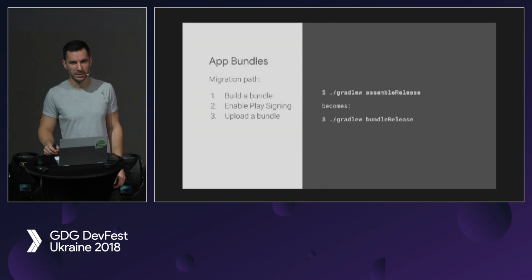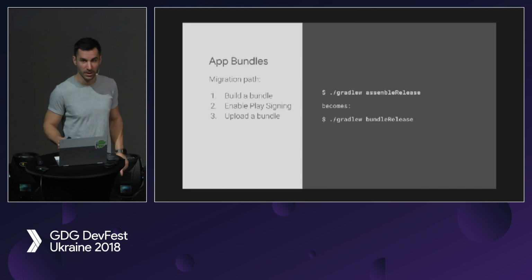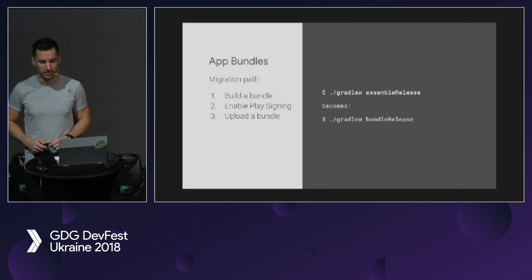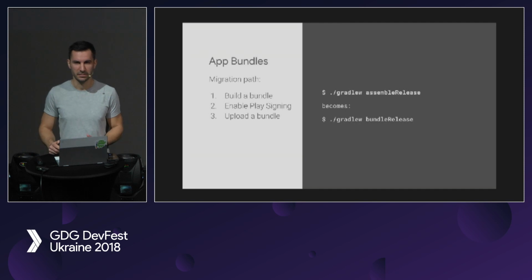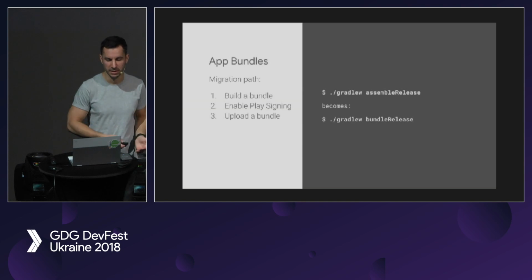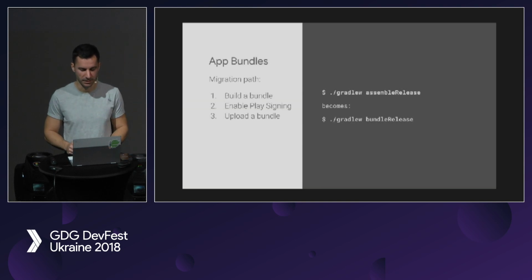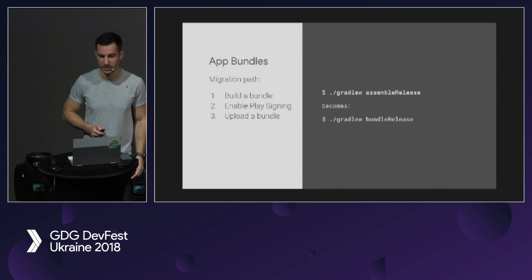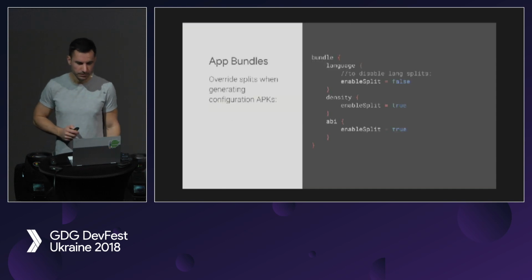You simply build a bundle, upload it to Play, if you enable Play signing. That's one important part. And that's it. You get size savings of between 20 and 60%, depending on how many native libraries, how many languages and resources you have. And so everyone should do it. There's no reason to not use it. It's totally in production. Thousands and thousands of apps have switched to that, and it's great.